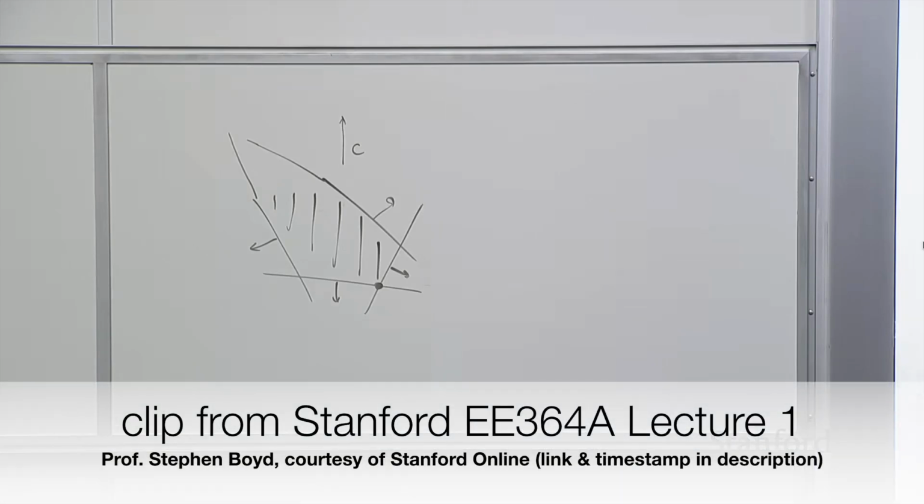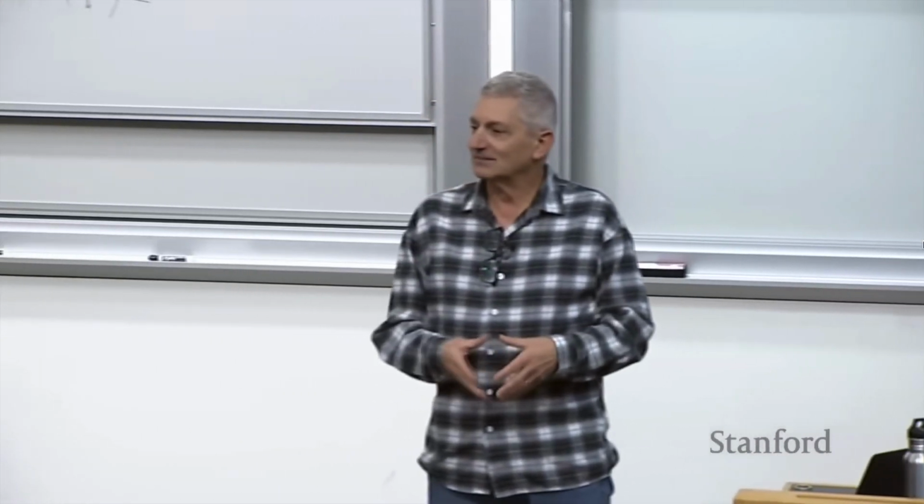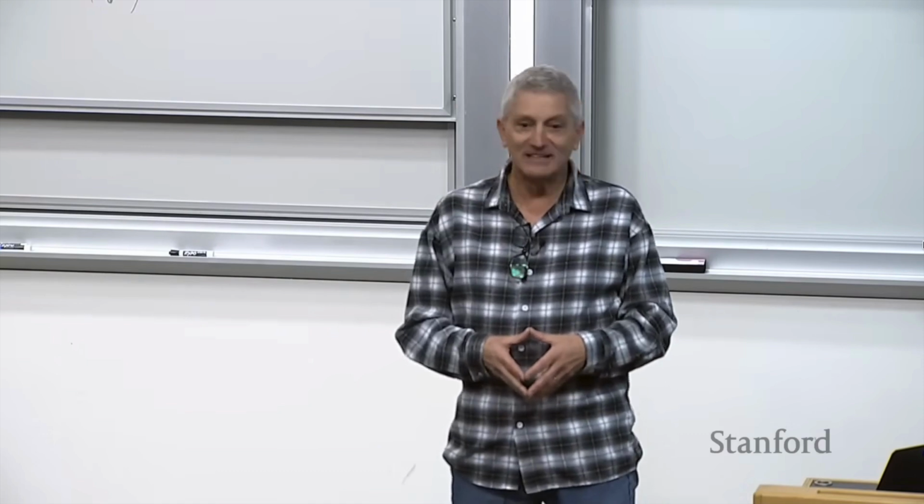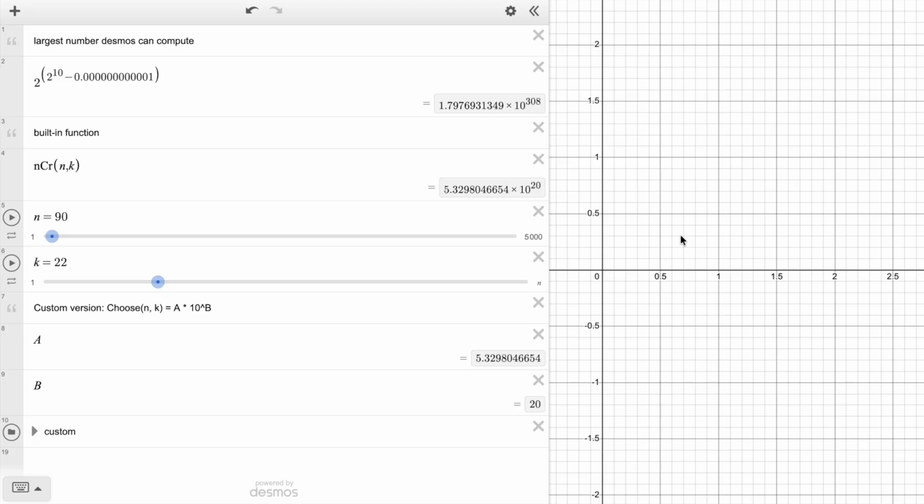How many vertices does a polyhedron with 1,000 variables defined by 5,000 inequalities have? Just guessing. You can just guess. So the answer is it's about 5,000 choose 1,000. That's a really, really big number. Okay, so I'm going to show you how you can compute a number that big in Desmos.